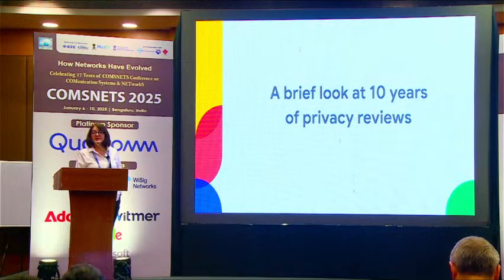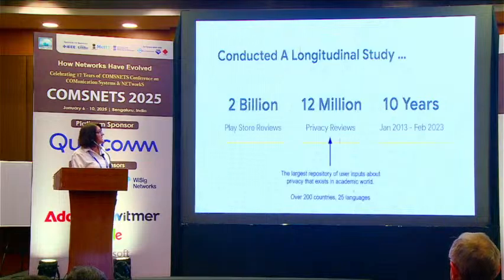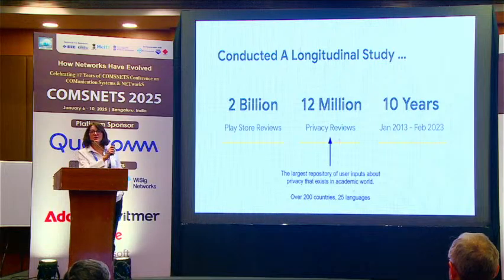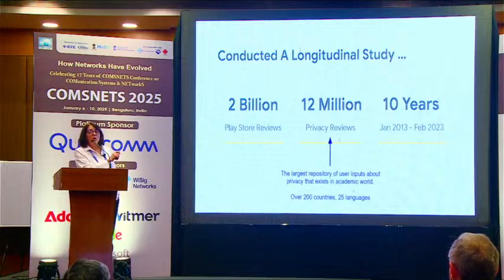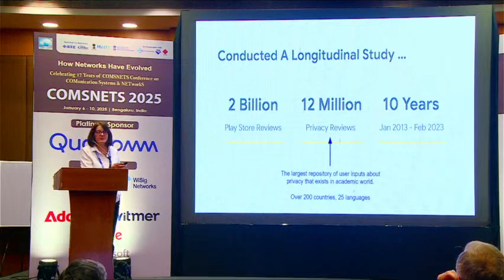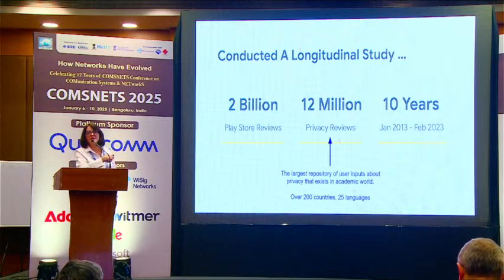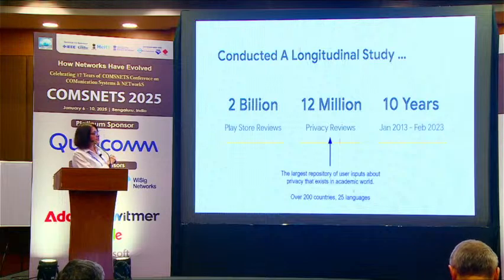So then what we did is we took 10 years of reviews off the Google Play Store, and I'm just going to show you a few brief highlights about some of the things we learned. So we took 2 billion reviews initially, and we extracted about 12 million about privacy. Now, I do want to tell you that we only took apps that had about 10,000 installs and over 1,000 reviews, because we wanted to focus on apps that people really use. So there are probably more than 12 million privacy reviews, but a lot of them are on really lightly used apps, and we didn't want to focus on that.